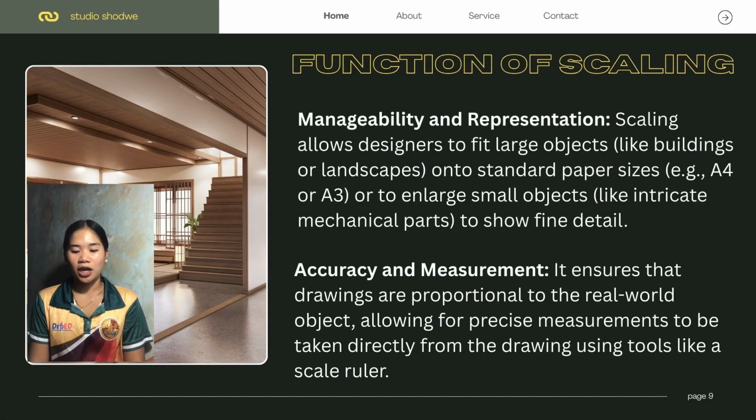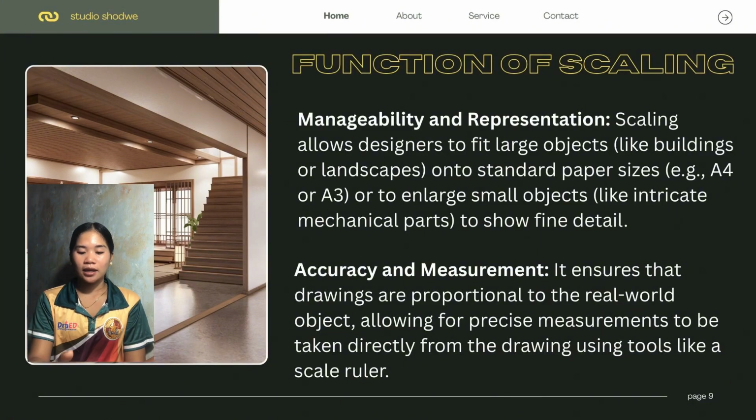And the next is manageability and representation. Scaling allows designers to fit large objects like buildings or landscapes onto standard paper sizes, for example A4 or A3, or to enlarge small objects like intricate mechanical parts to show fine detail. So, scaling makes it easier to draw big things like buildings on normal sized paper, and it also helps us enlarge small things so we can see the details clearly.